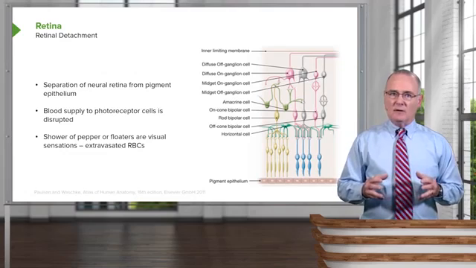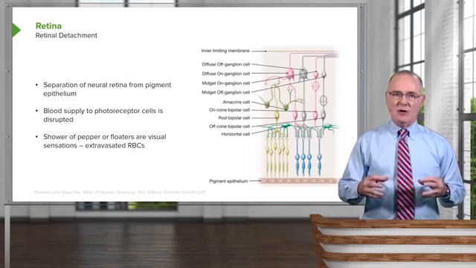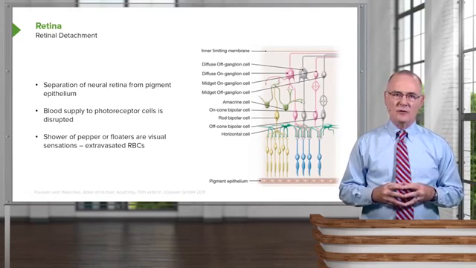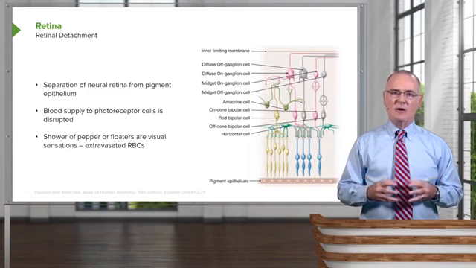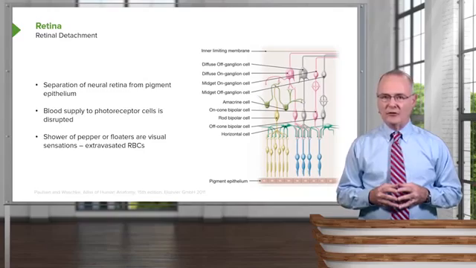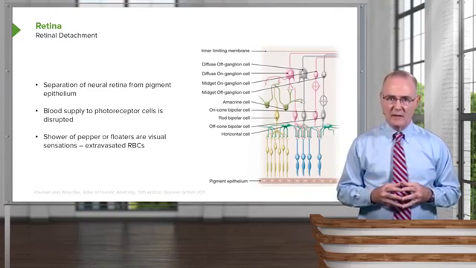Retinal detachment can cause a shower of pepper or floaters as visual sensations. And the shower of pepper or the floaters that are seen visually are extravasated red blood cells due to a disruption of the blood supply.